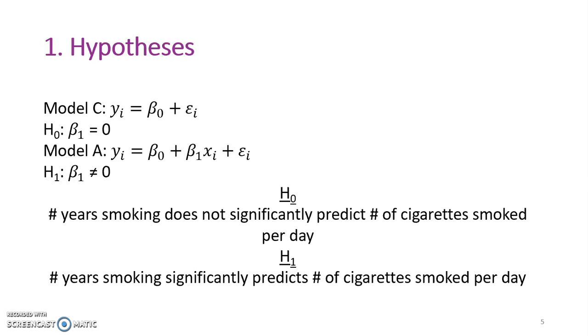We know that if this were a directional hypothesis, then we would say that beta 1 is either greater than 0, indicating that x positively predicts y, or we would say that beta 1 is less than 0, indicating that x negatively predicts y. But for the purposes of this example, let's just say that we have this non-directional hypothesis, and so beta 1 is not equal to 0. And if beta 1 is just non-zero, then we would say that number of years smoking significantly predicts number of cigarettes smoked per day in some way, either positively or negatively.